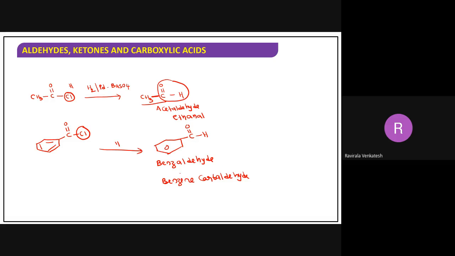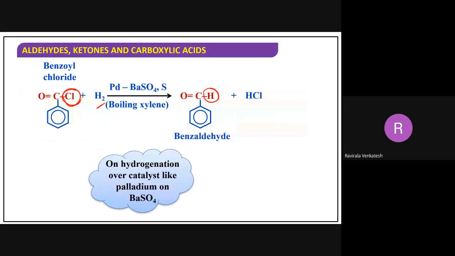Rosenmund reaction. Write down the reactant, write down the reagent, and write down the product, and where the change is occurring, that you have to write here. The important thing is what change is occurring here. This is the change occurring. You need to write this like this: Cl. You round it up like this. Now, if you make it like this, what happens?